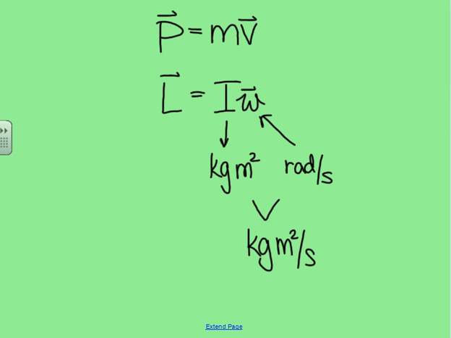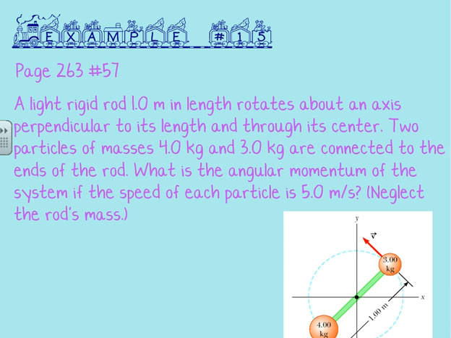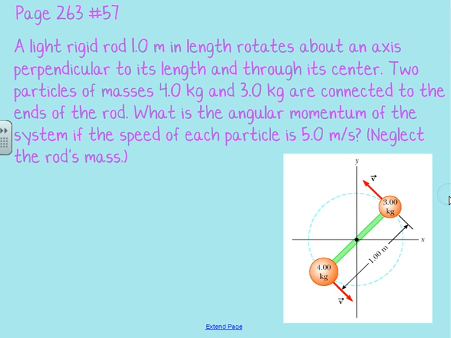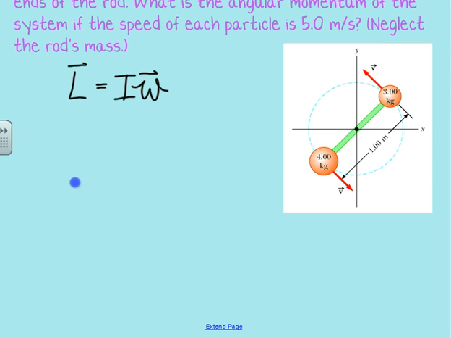So let's calculate the angular momentum of this system here. This system is one we've seen before, where there are two particles attached to a light, rigid rod, and we're rotating it about the center of that rod. We want to know the angular momentum of the system if the speed of each particle is 5 meters per second. We know angular momentum is equal to I times omega, and it is a vector. So let's first calculate I.